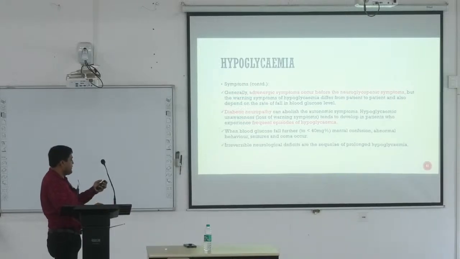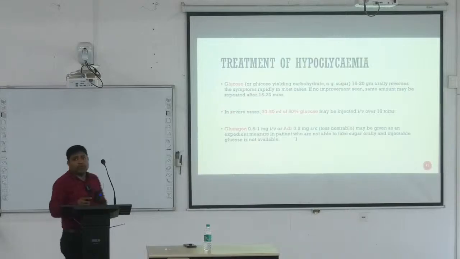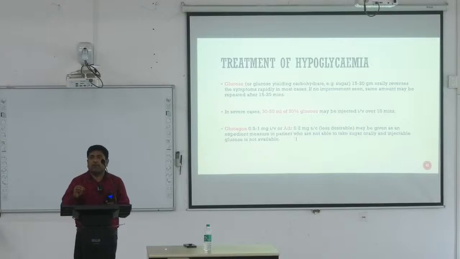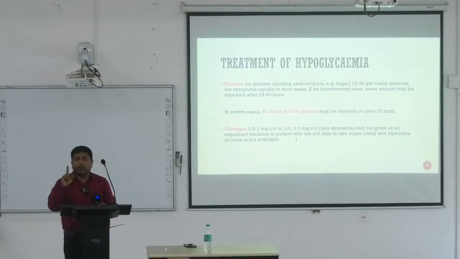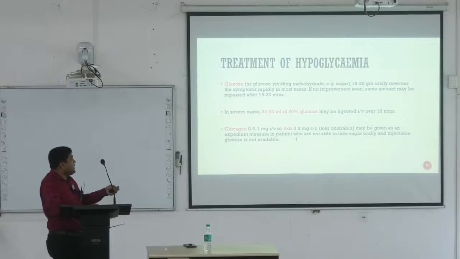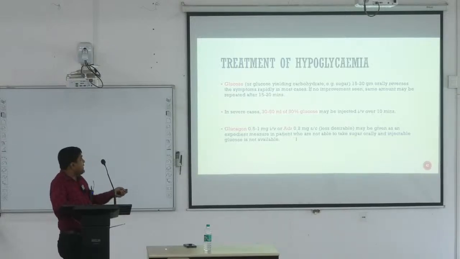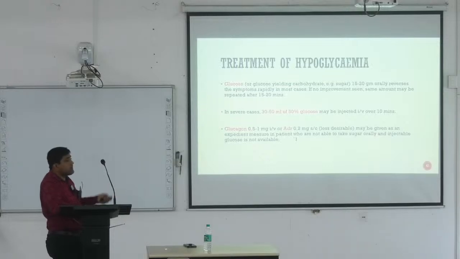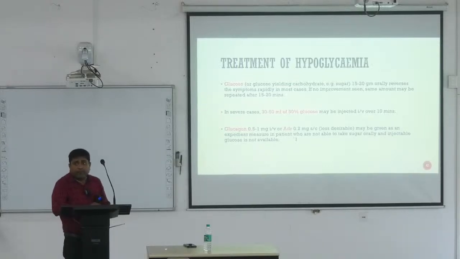Now, how to treat hypoglycemia? If the hypoglycemic patient is conscious, we give glucose orally. The patient will be able to take the meal. How much? Around 20 grams of glucose orally. Any carbohydrate, glucose or sugar, can be taken. In most of the cases, symptoms are reversed, and improvement can be seen.